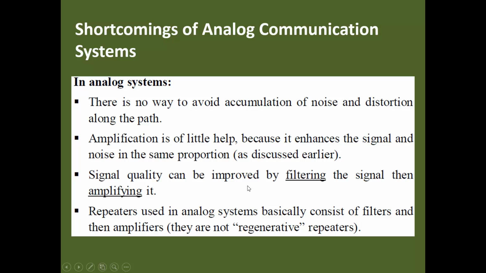The signal quality can be improved by filtering the signal and then amplifying it. To a certain extent, it can be done. Repeaters used in analog systems basically consist of filters and then amplifiers. They are not regenerative repeaters. Regenerative means we are regenerating the clean pulses and then transmitting. Of course, there are some kind of filters and amplifiers being used in the analog systems, but the effect is very less as compared to the advantages present in the digital communication system.